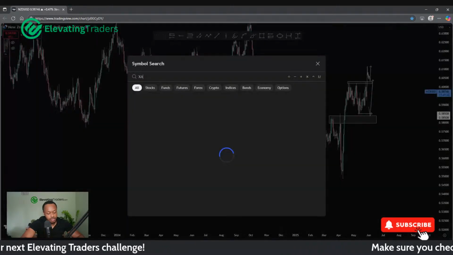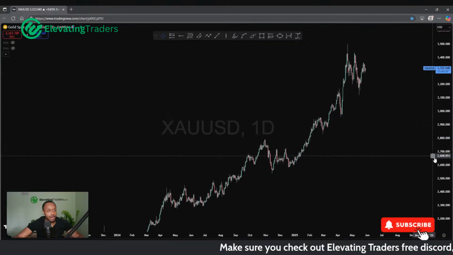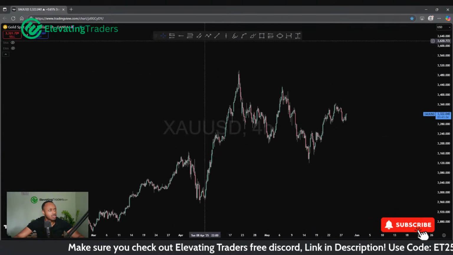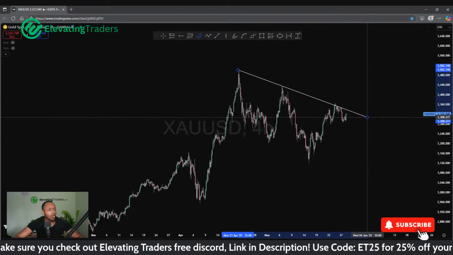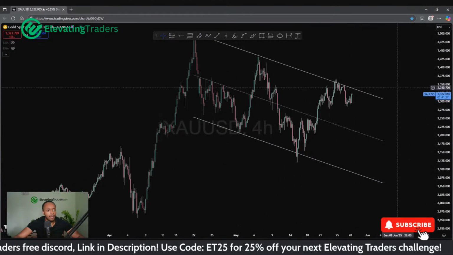In terms of gold, we did see some rejection yesterday, so I've been pretty bearish on this one. We haven't really got going with gold, but the key thing is we're still below this descending channel. We're still respecting the upper end of the channel.